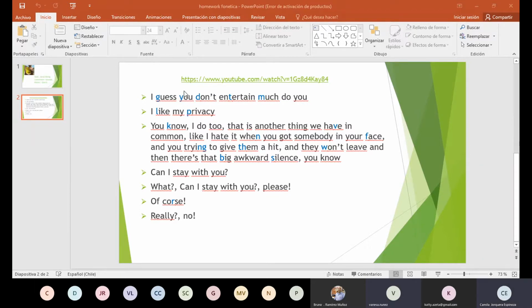The second one is U, but it's not this letter. It's G. And it's palatal, voiced, and fricative. The next one is T. It's alveolar, voiceless, and plosive. And it's an oral sound. M is bilabial, voiced, plosive, and nasal sounds.